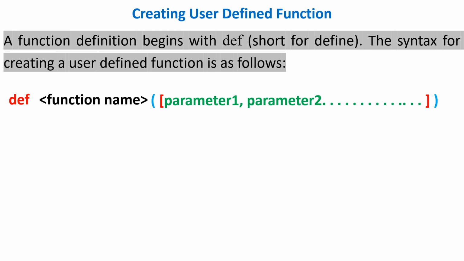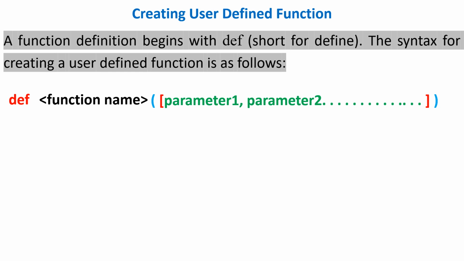So within the square brackets, written here in red color, the parameters are parameter 1, parameter 2, etc. If there is more than one parameter, they have to be separated with commas. If there is no parameter, then it should be empty. That means you just write the opening small bracket and the closing small bracket, which I have written in blue color.